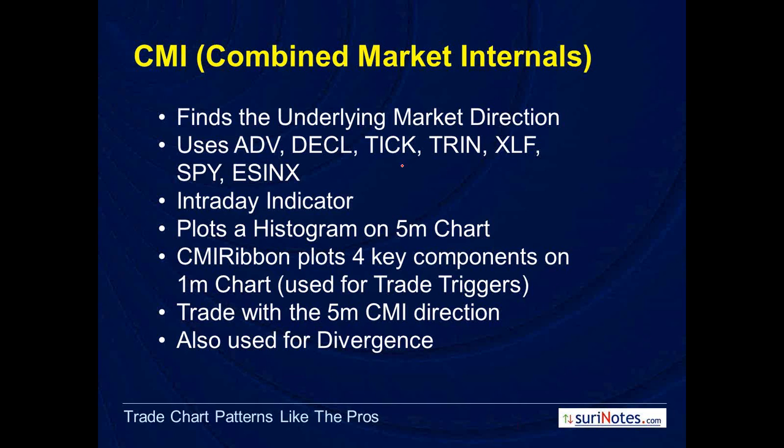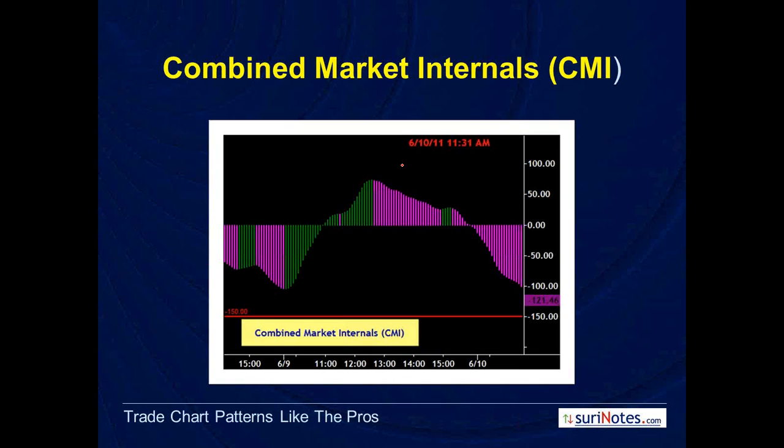The CMI ribbon is another way of detecting the various components, and I trade in the direction of the 5-minute CMI. Of course, CMI is also used for divergence, but let me show you what the CMI chart looks like. I took these 7 instruments and plotted this color CMI. During the bullish time frames, it is in a green condition, so now it's passing 0 and going above the 0 level.